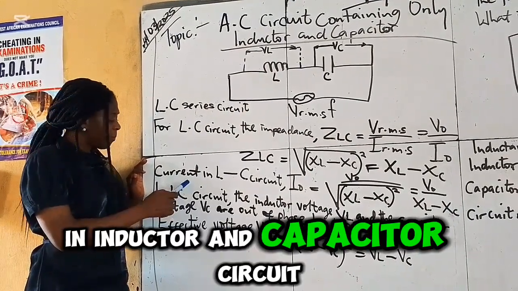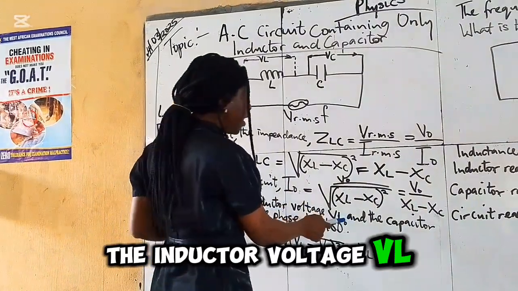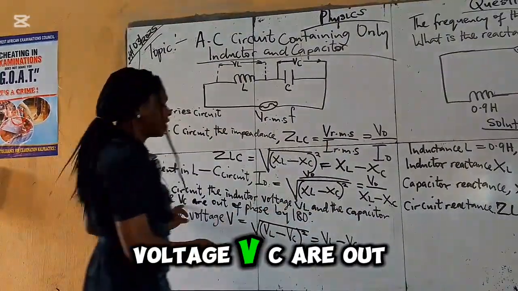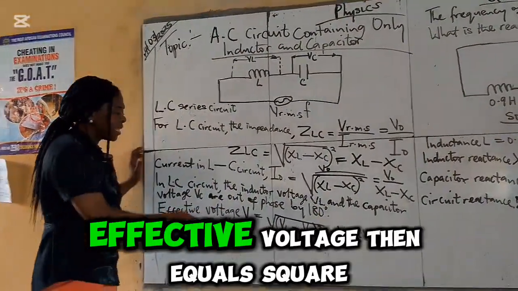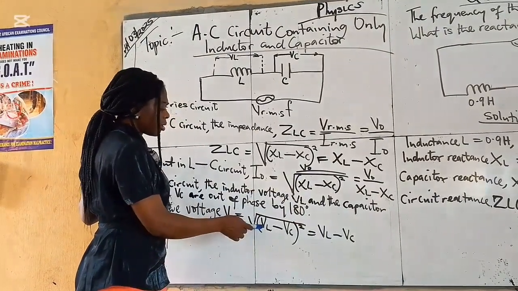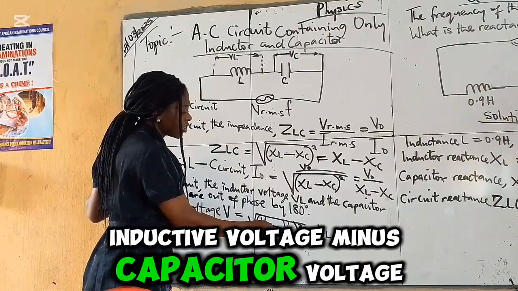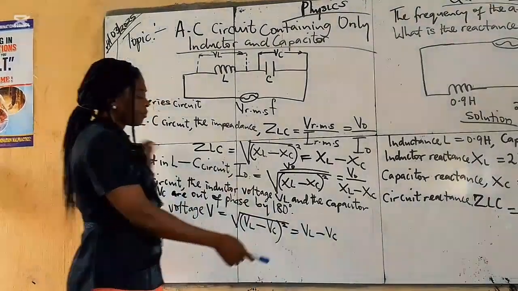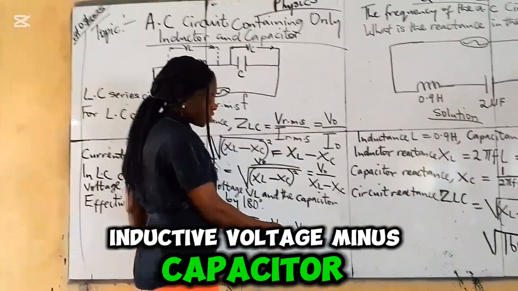In an inductor and capacitor circuit, the inductor voltage VL and the capacitor voltage VC are out of phase by 180 degrees. The effective voltage then equals the square root of the inductive voltage minus the capacitor voltage, squared, which gives us the inductive voltage minus the capacitor voltage.